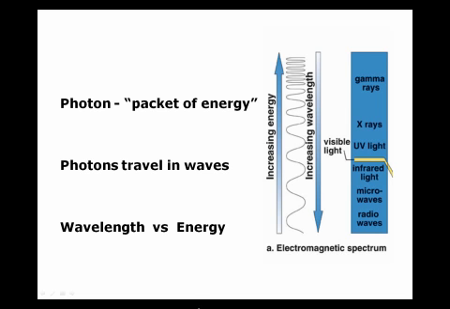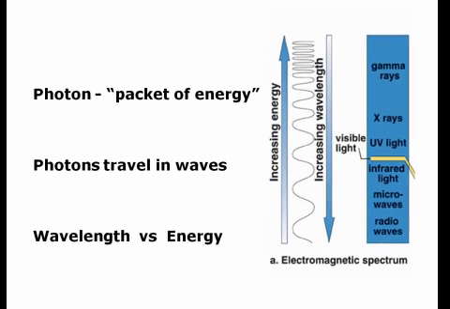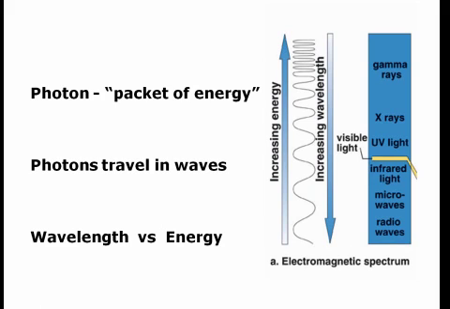A little bit about light. Light many times behaves like a particle called a photon. It's a little packet of energy. But photons also travel in waves, and so in some ways light behaves as a wave, in other ways it behaves as a particle. There are a number of different wavelengths that we call the electromagnetic spectrum, and so there is an inverse relationship between the wavelength and the energy contained in that wavelength.